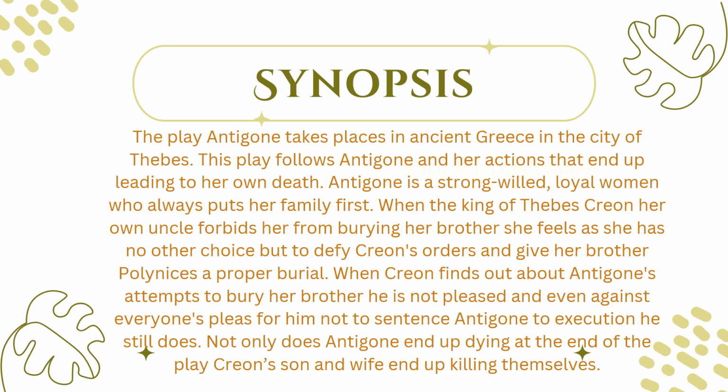proper burial. And when Creon finds out about Antigone's attempts to bury her brother, he's not very happy with the decisions that she makes. So he sentences her to her execution, even after everybody has pleaded with him not to do it and told him that he's making the wrong decision, which he did. Not only does this obviously end up leading to Antigone dying, it also ends up leading to Creon's son and wife killing themselves. So everything did not end very well for Creon.